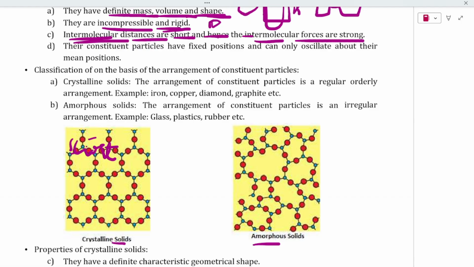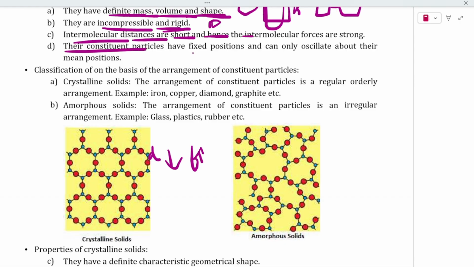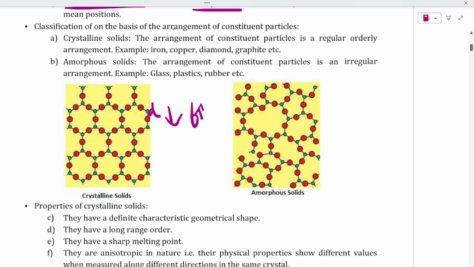And hence the intermolecular force will be strong. The distance is short, so the force will be high. Next, their constituent particles have fixed positions and can only oscillate about their mean positions. Next, we come to the classification, which is based on the arrangement of constituent particles.